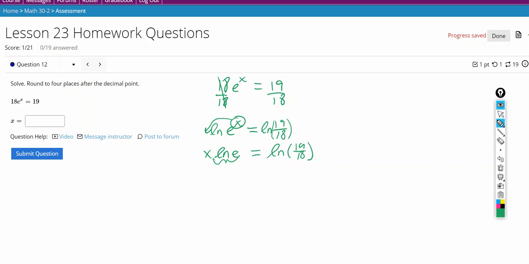Well, those are like opposites of each other. You can think about those as like canceling out, right? The natural log of e, or this would be the same thing as log base e of e. What would that be equal to? Well, that'd be equal to 1, right? So either way, that's 1 or it cancels out. In the end here, we just have x is equal to the natural log of 19 over 18.